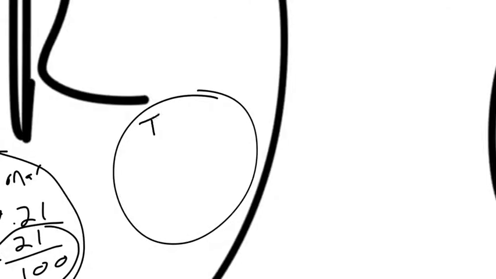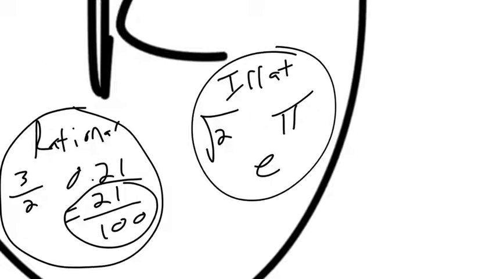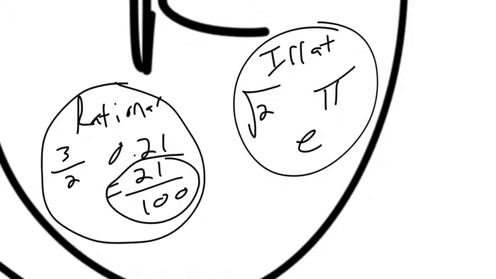And irrational numbers are numbers that can't be written as a ratio of two integers. Like square root of 2, that's an irrational number because the decimals don't stop. Pi is a classic example. The exponential constant e, those are irrational because the decimals never stop, so we can't make it as a ratio of two integers, as a ratio of two numbers that don't have decimals.